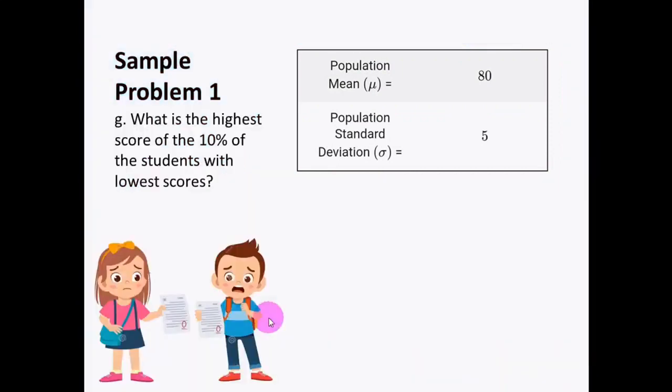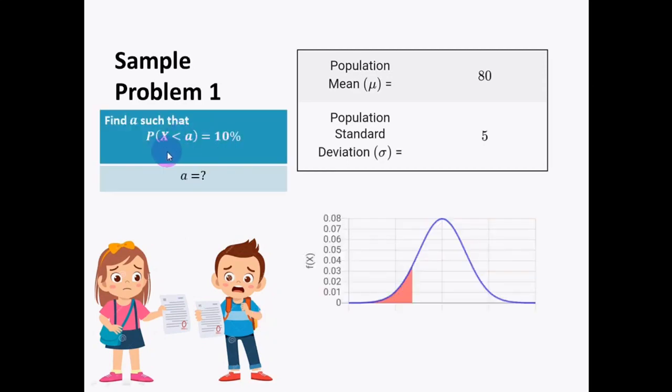Another type of question, what is the highest score of the 10% of the students with lowest scores? Or in other terms, what is the highest score of the bottom 10% of the students? We are looking for the value of A, where the probability that the score is less than A is equal to 10% or 0.1. So, given ang probability na 0.1, ang hahanapin natin is yung value ng A.